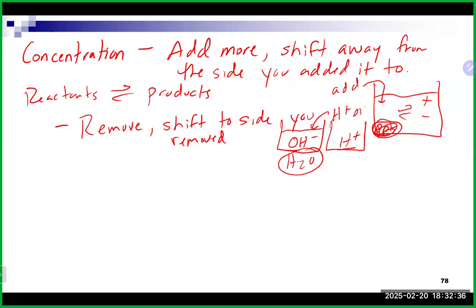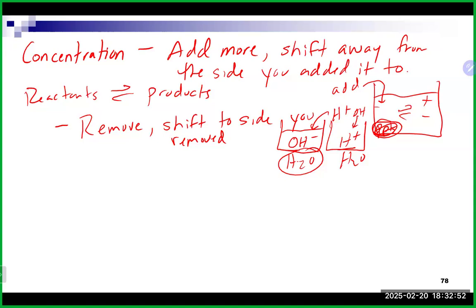Add a little hydroxide to that, you make a little water. That is the way that you could remove some H plus ions from a solution. So sometimes you could add an acid or a base to a solution that contains either H plus or OH minus. You could pull those ions out as water.